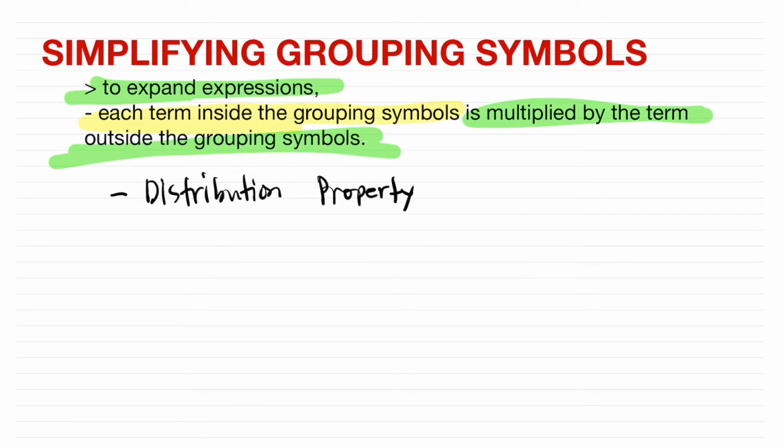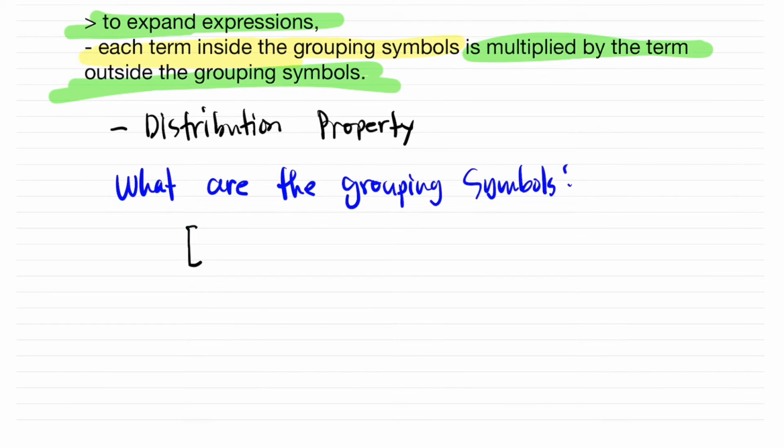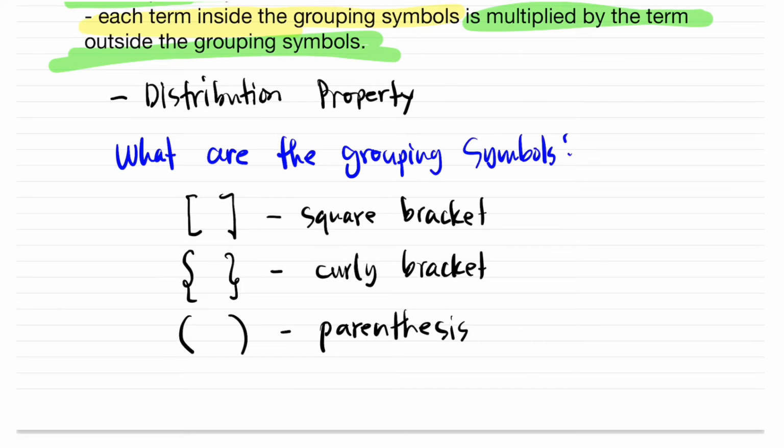Distribution property for operations. Now first, we're going to determine what the grouping symbols are. Alright, what are the grouping symbols? First, we have this, the square bracket. Next, we have this, which is called the curly bracket. And the commonly used one, the parentheses. Okay, these are the three common brackets that are usually used within the expression itself.